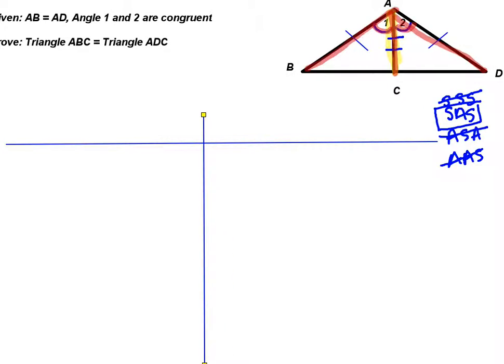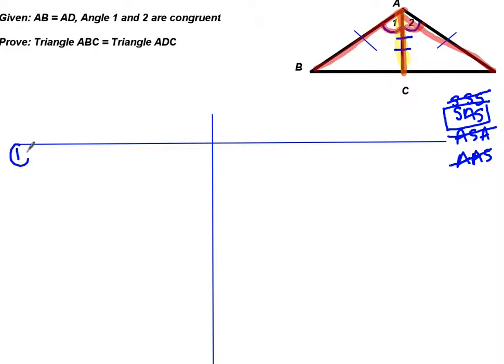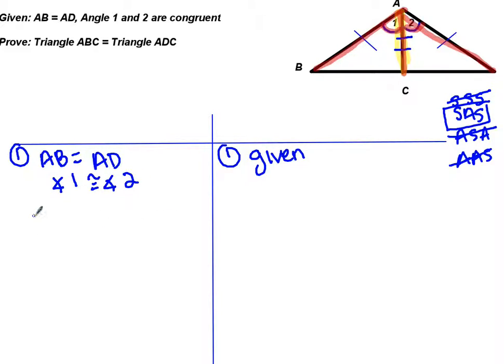So I'm making my T-chart. So my first step was my given, where I had AB equals AD, angle 1 congruent to angle 2, and that was all given to me. Again, I'm trying to prove that the triangles are congruent, and I know I'm going to use SAS. So look, I already have one pair of sides, AB and AD. Do I have the included angle? Yes, 1 and 2.